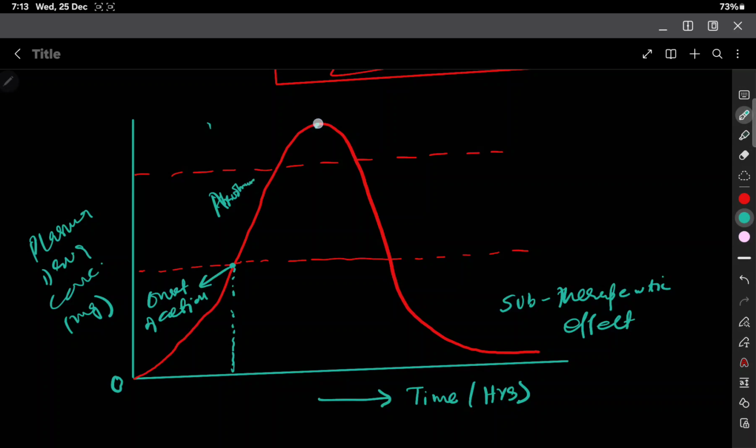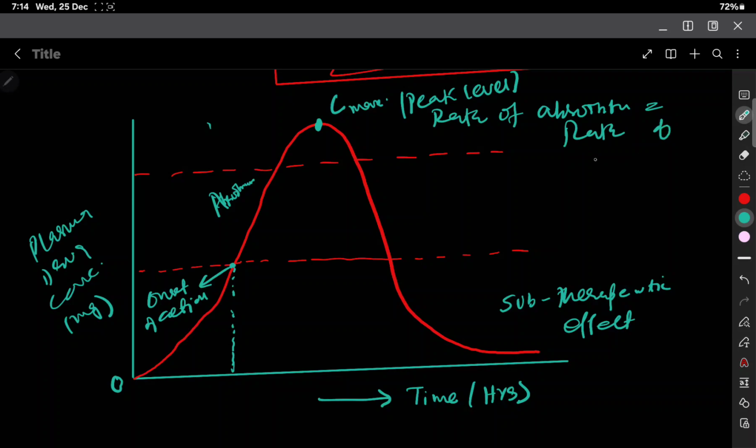It will reach a maximum point here, which is called the Cmax. The concentration of the drug here is the maximum concentration of the drug in the body, which is called the peak level, Cmax, or we call it the peak level. This is the peak level of the drug. At this point, the rate of absorption will be equal to the rate of elimination. At what point? Cmax.